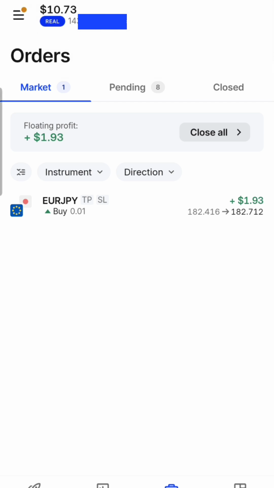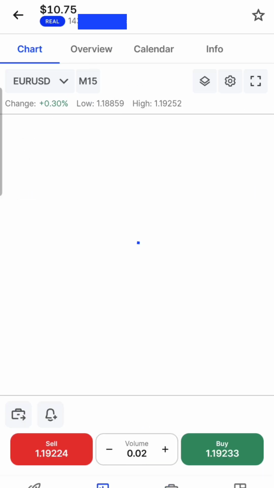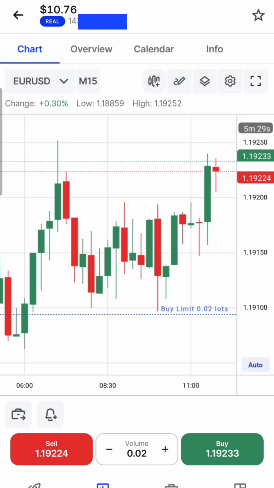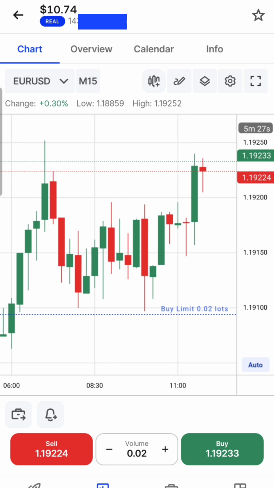So I said I'm going to show you how I enter this trade. For example, I like using aggressive entry. So let me show you how I do it. A typical example is what I'm going to show you. So I have a pending order here.